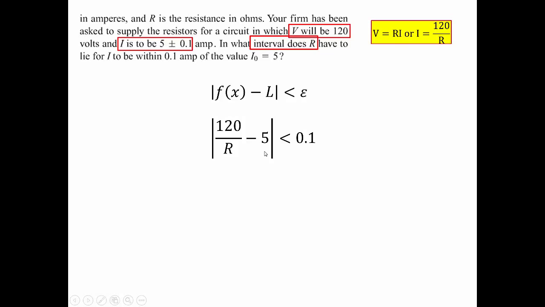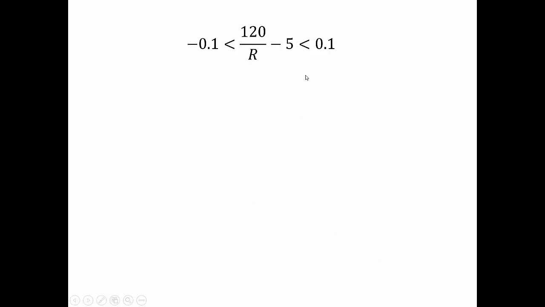I would love it to be at 5 amps. Ain't gonna happen. You're not gonna get it exactly 5, so I would like to keep it within this error of 0.1 amp. So away I go. I just solve this like normal, because as you can see, I have this solved. In this case, all I care is it says at what interval does R. So my equation needs to be in terms of just R. I take this, I add 5 to all 3 pieces.